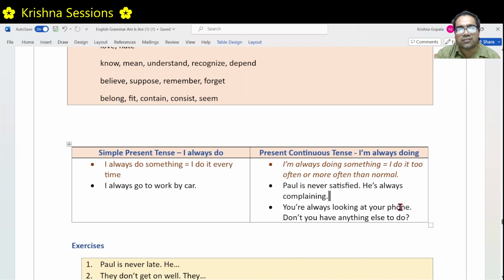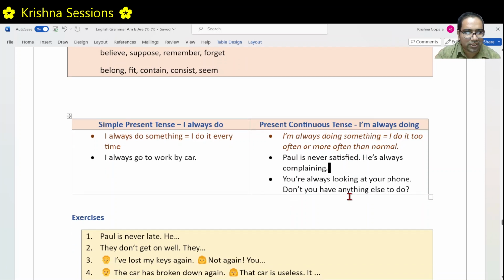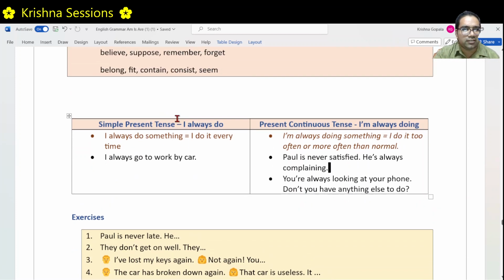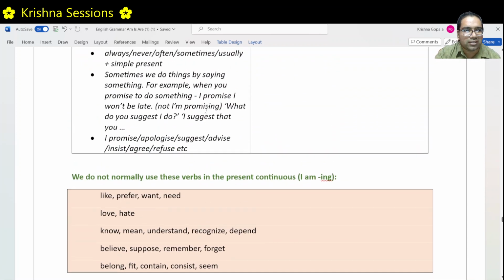If you say you always look at your phone, that means it happens like a habit. Here it is not. Or he's always complaining. If you say he always complains, it looks like it is a habit, but it is not. You just want to say it is happening more often than normal. Right. These are the special cases.